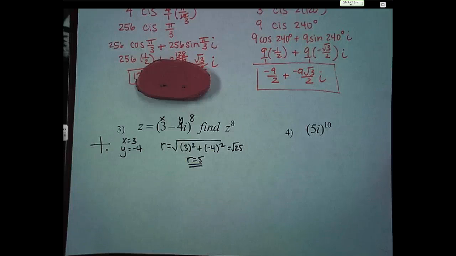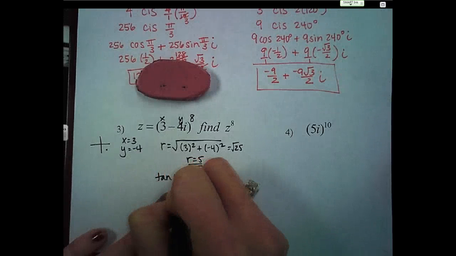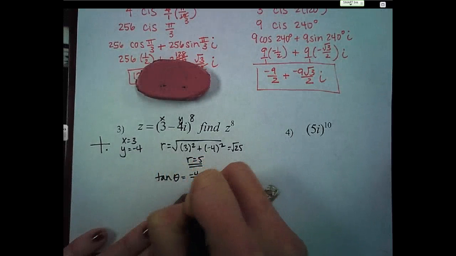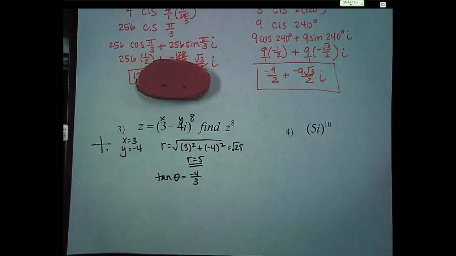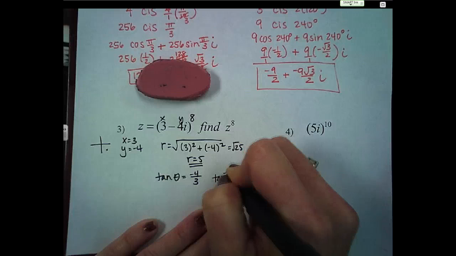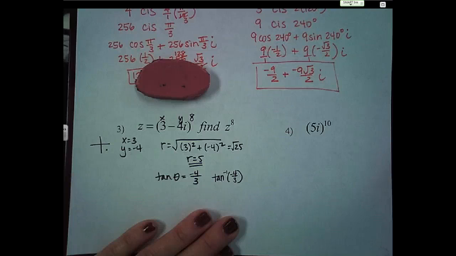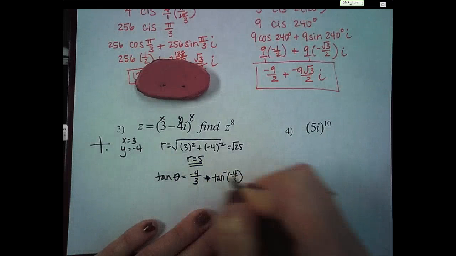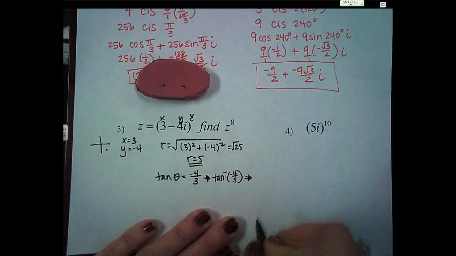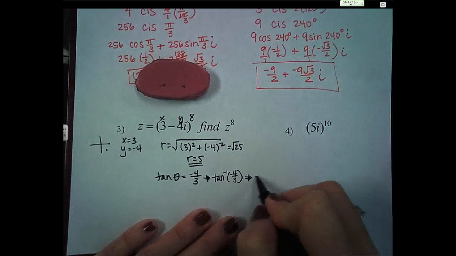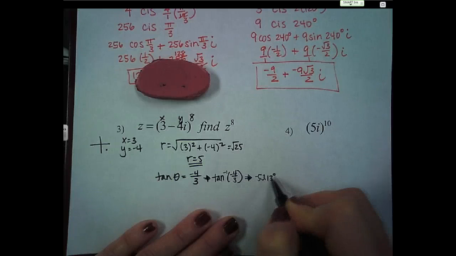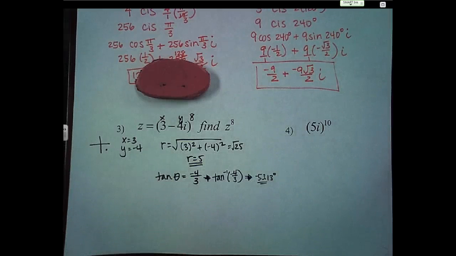Now let's find tangent. Tangent of theta equals y over x, so negative 4 over 3. Is that on my unit circle anywhere? No, it's not, is it? So in your calculator, you're gonna need to type for me the inverse tangent of negative 4/3 and find the answer. So what's theta, guys? Negative 53.13. Be sure your calculator's in degrees. So negative 53.13.